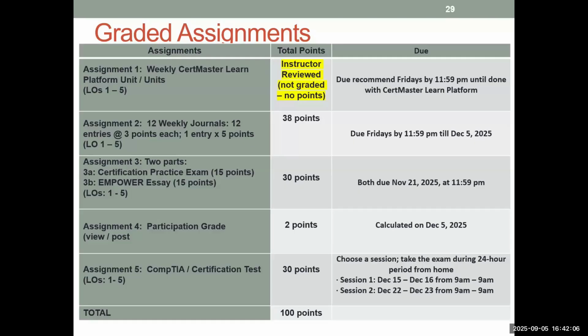Side note, if any of you want to form a study group outside of the class, I'm happy to help you organize that as well.